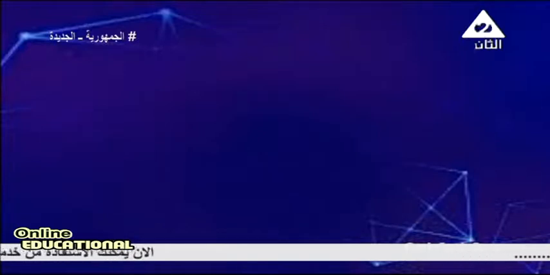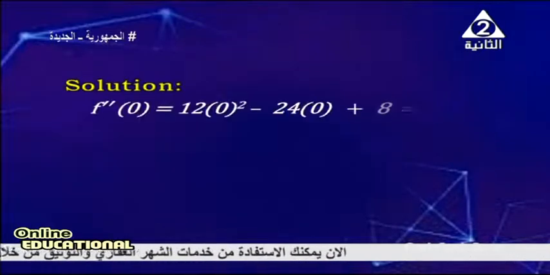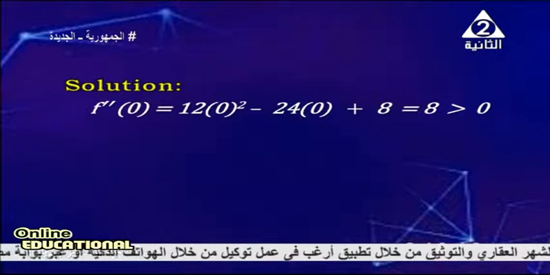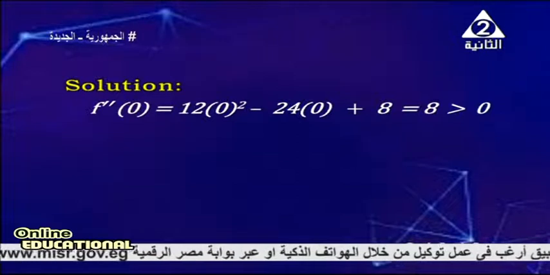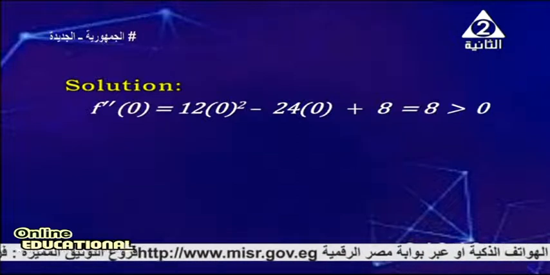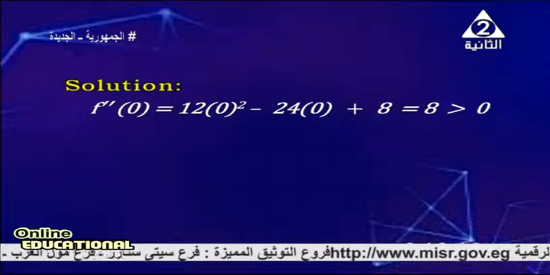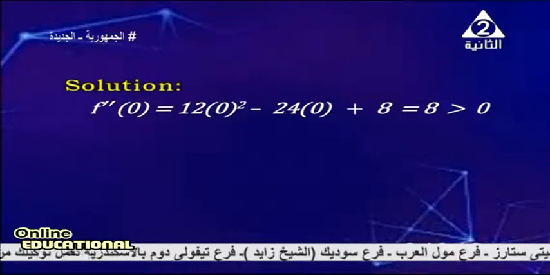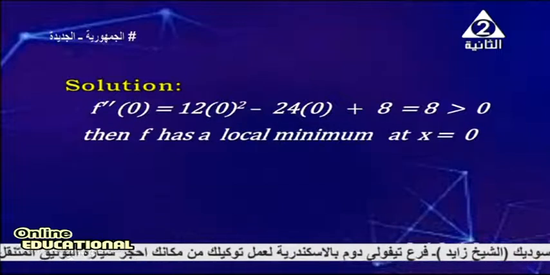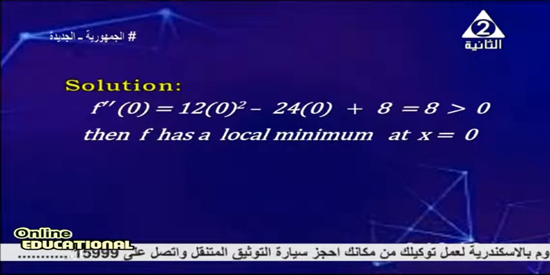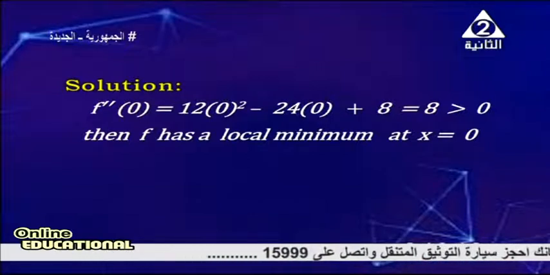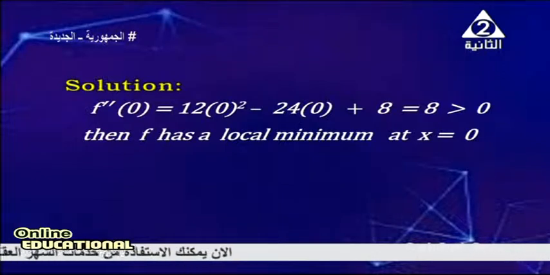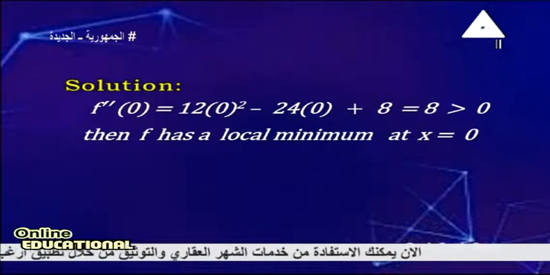we can find f double dash 0. F double dash 0 equals 12 multiply 0 to the power 2 minus 24 times 0 plus 8, which equals 8. 8 is a positive number greater than 0. Then the function f has a local minimum value at x equals 0. When the second derivative is positive, then the function has a local minimum value at x equals 0.